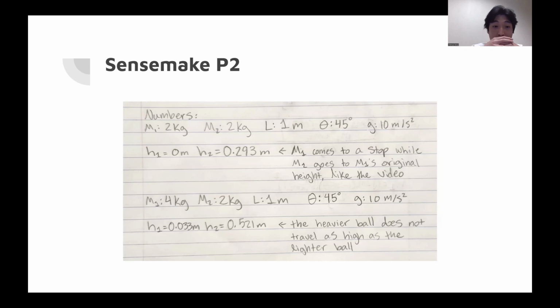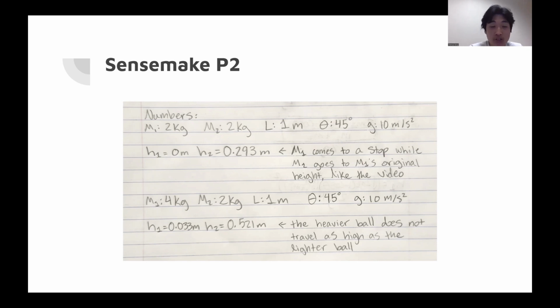So we had our M1, the ball that's coming down, 2 kilograms. We had M2, the ball at rest, also 2 kilograms. We had our L 1 meter. So it's very simple calculations. Same with theta. We had a 45, which is a generic fall. And gravity obviously is 10.